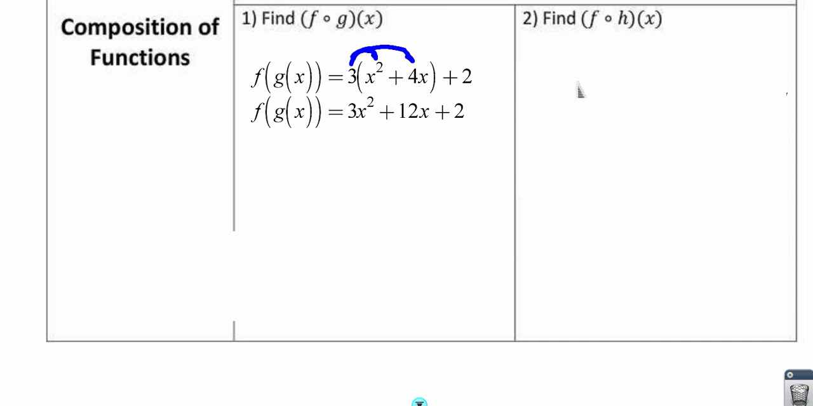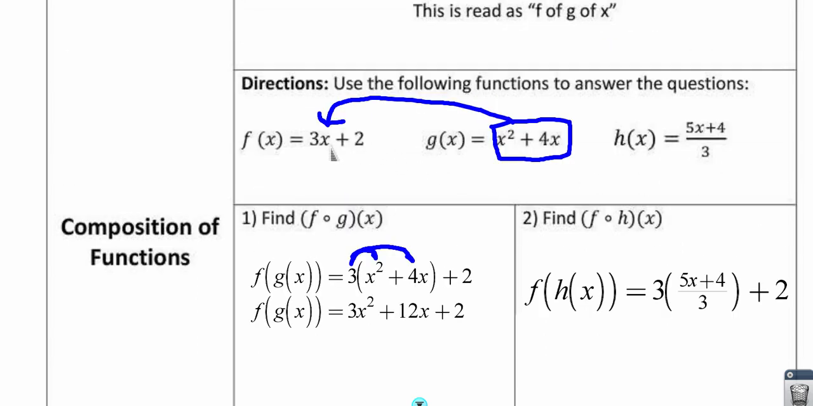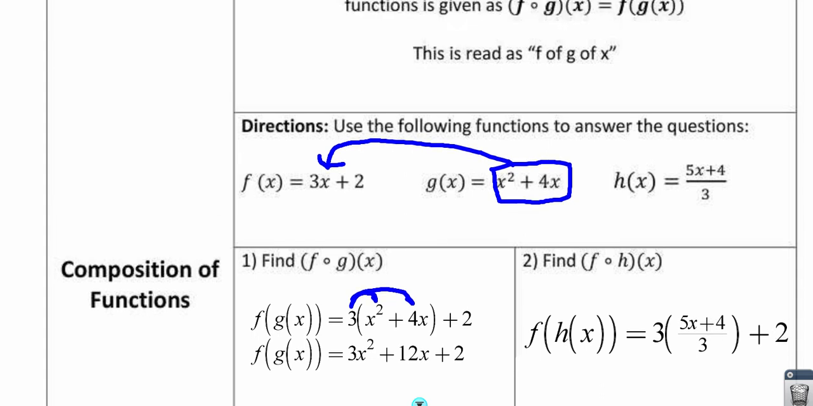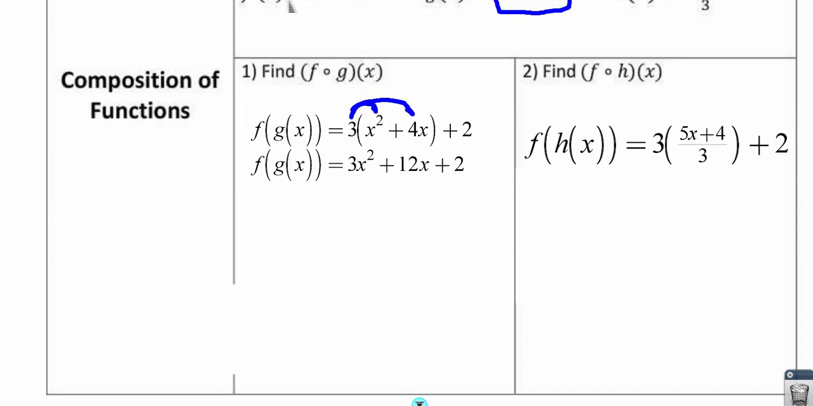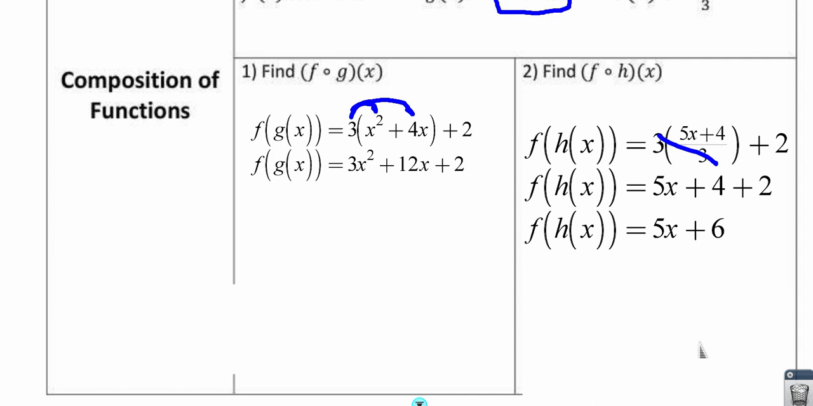Let's do the same thing here in number 2. We want to find f of h of x. So we're plugging h of x into f of x. Anywhere in f of x that I saw an x, right here, I'm plugging in the function h of x, which is 5x plus 4 over 3. If we work this out, these 3's cancel. So I've got f of x equals 5x plus 4 plus 2. 4 and 2 are like terms and can be combined to get 6. So f of h of x is 5x plus 6.